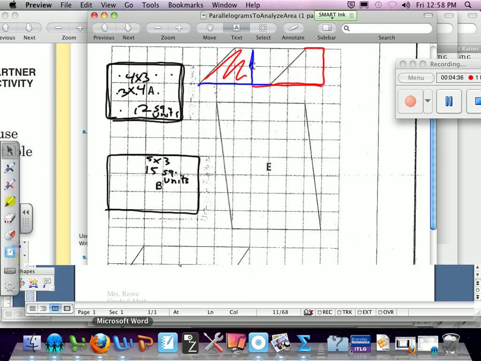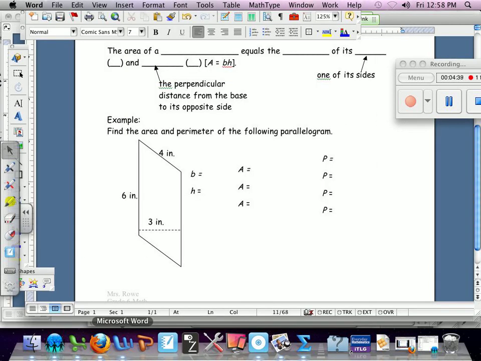So for this one, the area of a parallelogram equals the product of its base, and the base is going to be one of its sides. Typically it's the horizontal, but not always, as we're going to see in the example. So it's one of the sides, and it's a lowercase b for the base, and the height. So the base depends on where we can find this information of a height. The important thing is, the height's going to be the perpendicular distance from the base to its opposite side. That means it has to make a right angle between the base and the height.